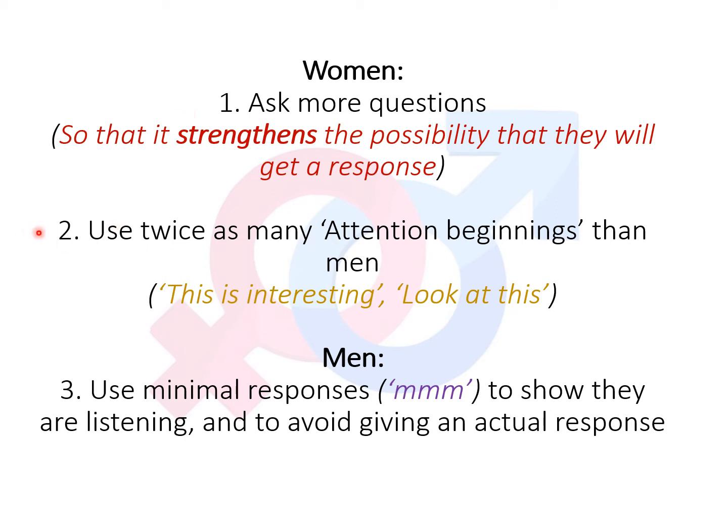Her second idea was that women use twice as many attention beginnings than men when they're speaking. So things like, "this is interesting," or "look at this." And this again links to the idea of getting a response from the person they're speaking to. In these examples, that would be their husbands, and Fishman claimed that this was the women's way of saying, "pay attention to what I have to say, I can't assume you will." So she also found that women used the phrase "you know" 5 times more than men did.